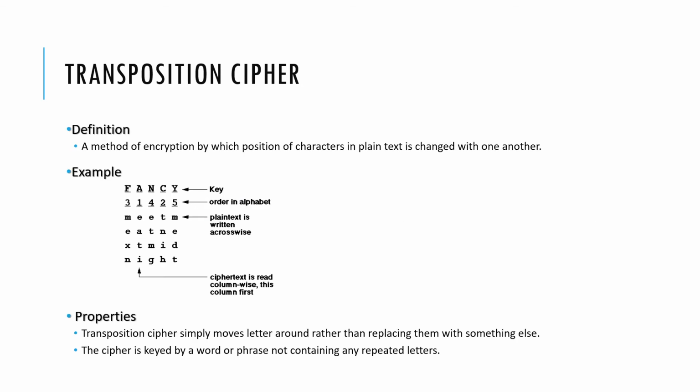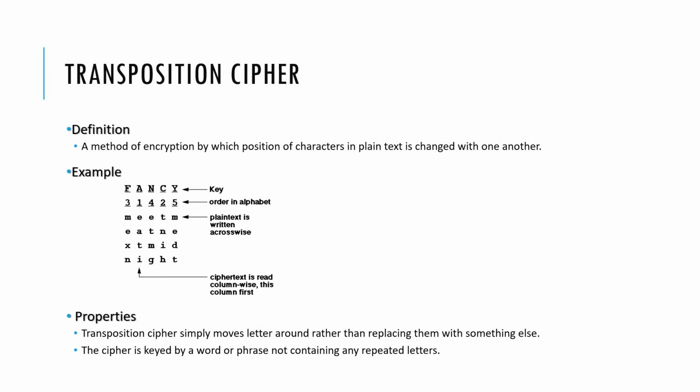Now we will look into transposition cipher. Transposition cipher is a scheme of encryption in which the positions of characters in the plaintext are changed with one another. This differs from the substitution cipher in the sense that the substitution cipher preserves the order in which the characters appear. However, in transposition cipher, the characters are moved around rather than merely replacing them.